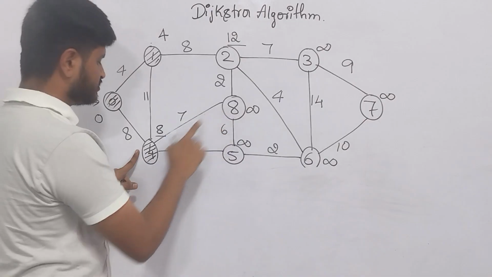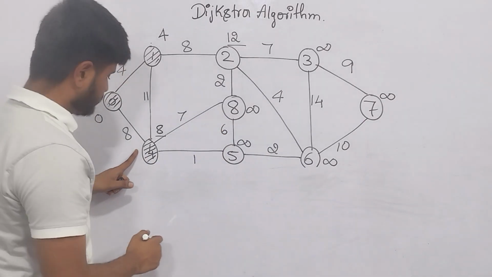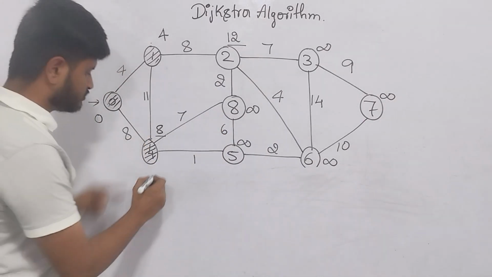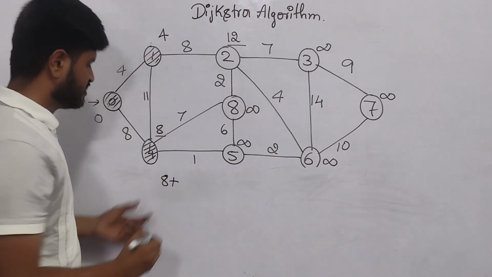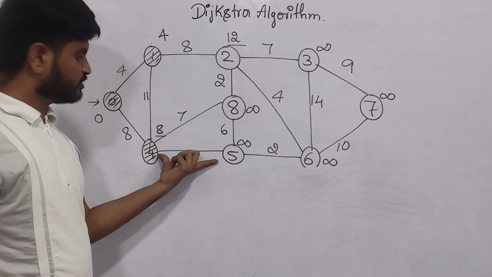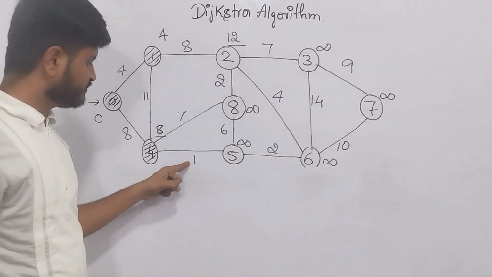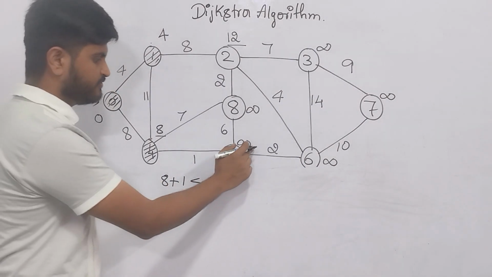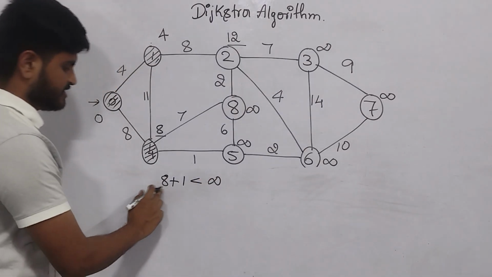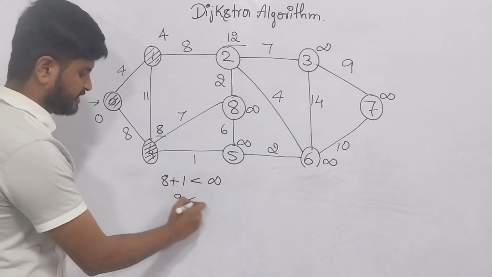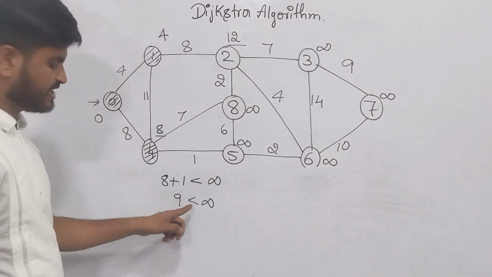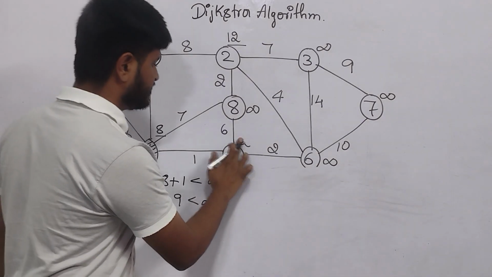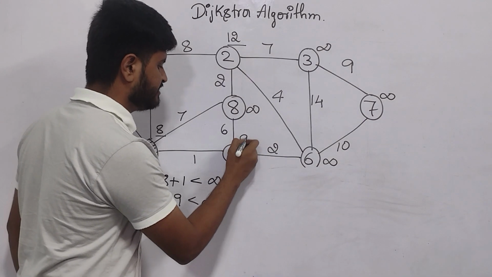Now you can go to the 8th node or you can go to the 5th node. So the initial value of the fourth node is 8 plus the cost for the fourth node to the 5th node. The cost from the fourth node to the 5th node is 1, which must be less than the initial value of the 5th node. The 5th node's initial value is infinity. 8 plus 1 is 9. 9 is less than infinity. So which is the lesser value? 9. So I will erase the infinity and I will write 9.